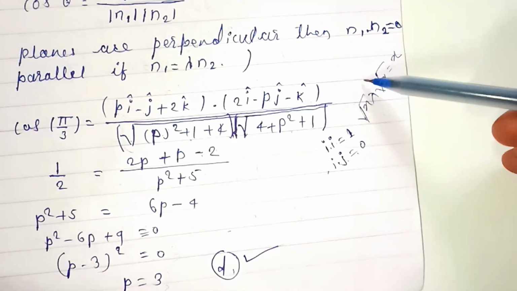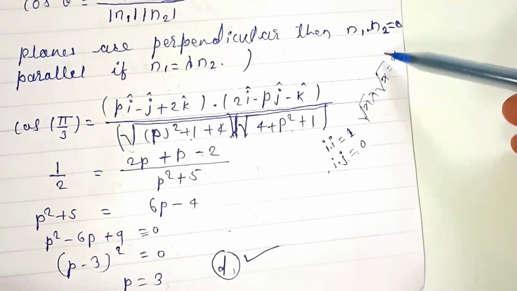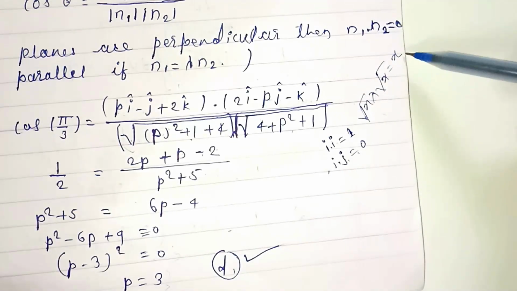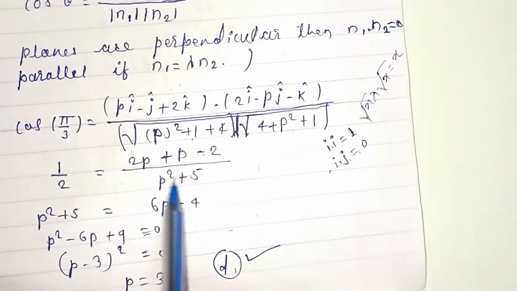Square root of x into square root of x is x. Square root of x means x to the power 1/2, and into x to the power 1/2. If we take this element common, then we add their powers. So x to the power 1/2 plus 1/2 is 1. So square root of x into square root of x will remain only x. Okay, just go for the further calculation.